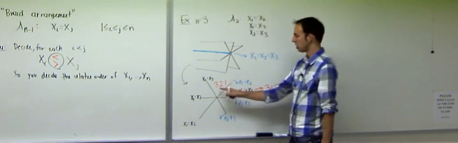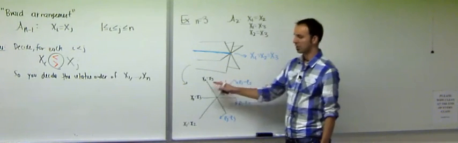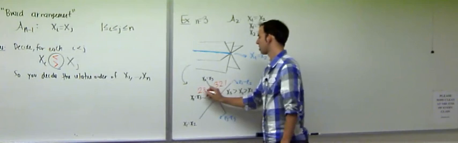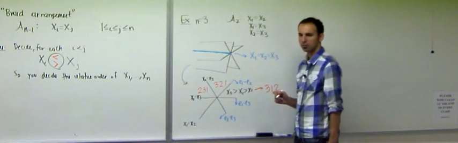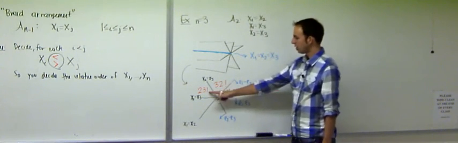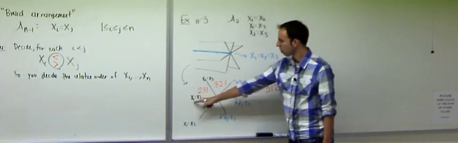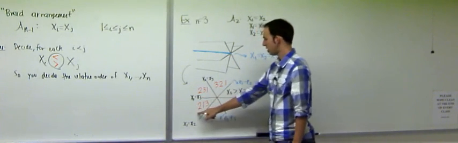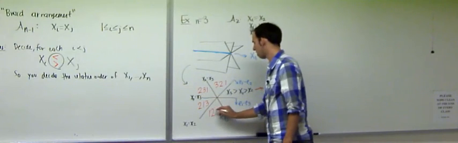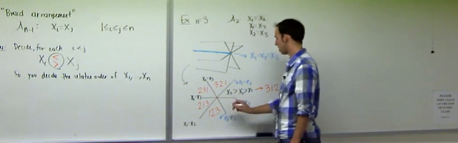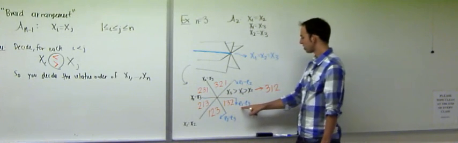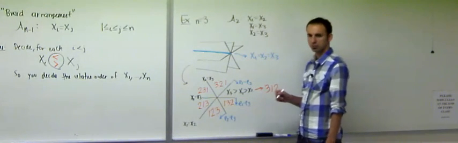Okay. Now what happens when you cross this hyperplane? Then 2 and 3 switch their order. So this becomes 2, 3, 1. Okay. Now what happens when you switch here 1 and 3, then you get 2, 1, 3. Then here you switch 1 and 2, and you get 1, 2, 3. And here you switch 2 and 3, and you get 1, 3, 2. And here you switch 1 and 3, and you get 3, 1, 2.